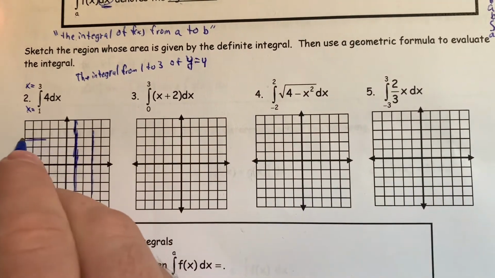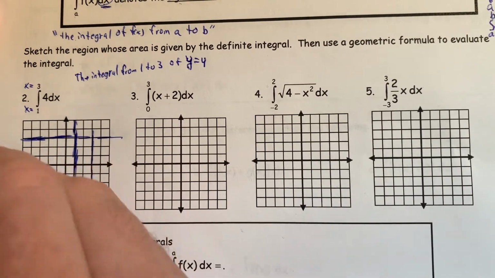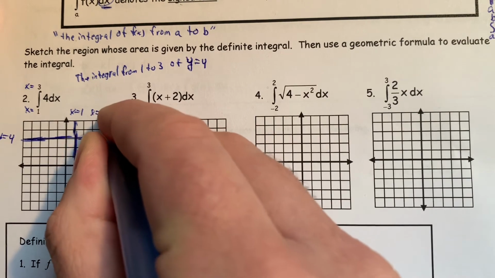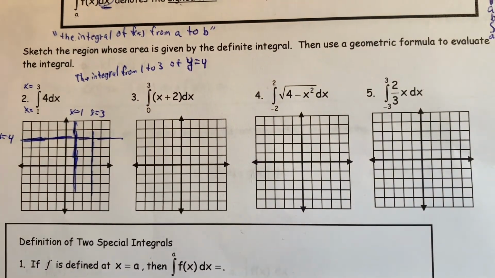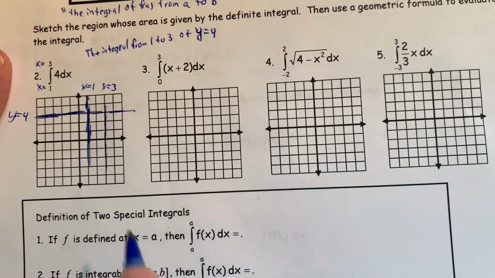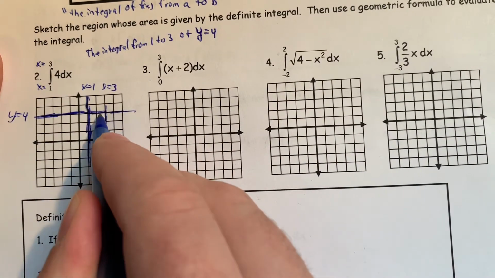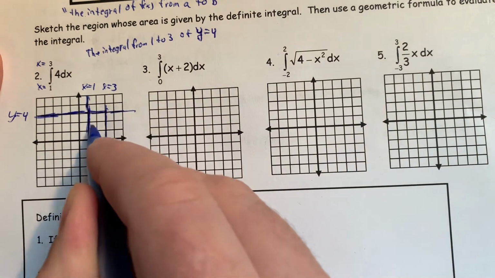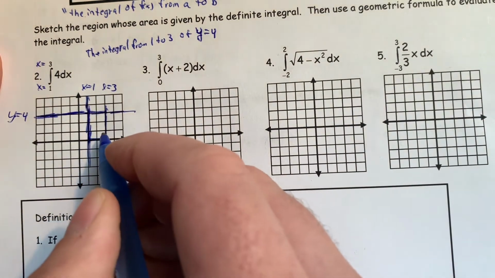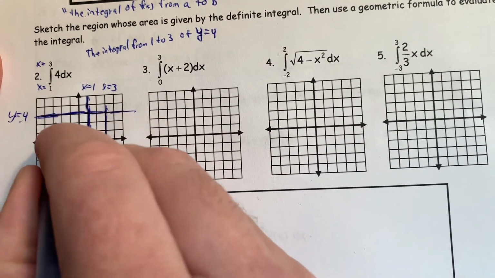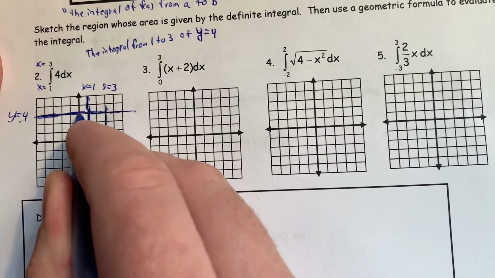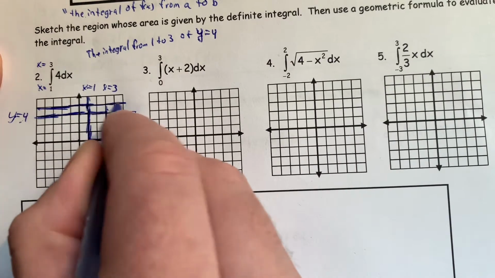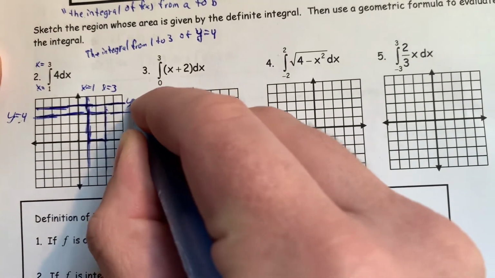Y equals 4 is this. Here's x equals 1, x equals 3. And we're doing the signed area between f of x, the x-axis, and x equals 1 and x equals 3. Oh, something's wrong, guys. Oh, this is so terrible. This is not y equals 4. I did not count up high enough. This is 1, 2, 3. So let's go up higher. Sorry about that. This is y equals 4.